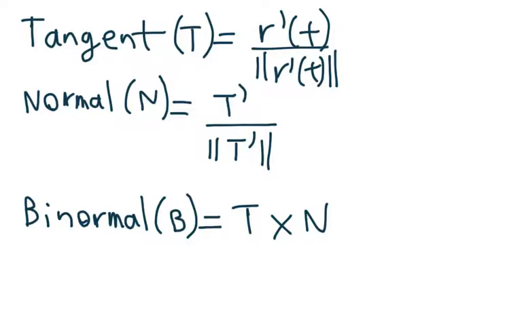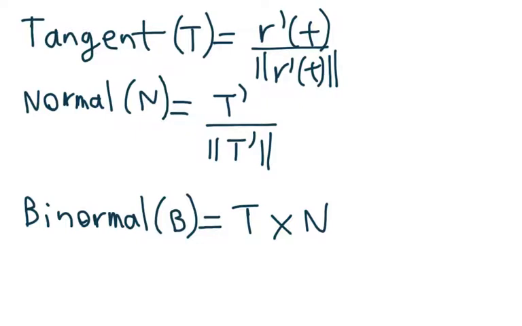The tangent equation is the first derivative of r(t) over the magnitude of that. So r prime of t over magnitude of r prime of t. And that gives you the tangent, otherwise known as capital T. The normal is going to be the derivative of the tangent over the magnitude of the derivative of the tangent, as we showed over here.